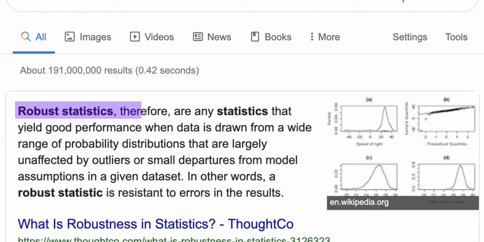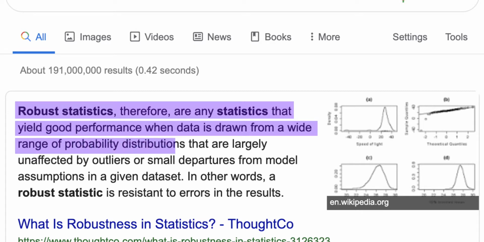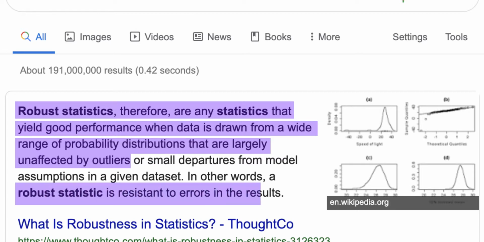Robust statistics are any statistics that yield good performance when data is drawn from a wide range of probability distributions that are largely unaffected by outliers. In other words, a robust statistic is resistant to errors in the results, or I would actually say it's resistant to outliers. That being said, robust statistics are used all over the place for a wide range of reasons.